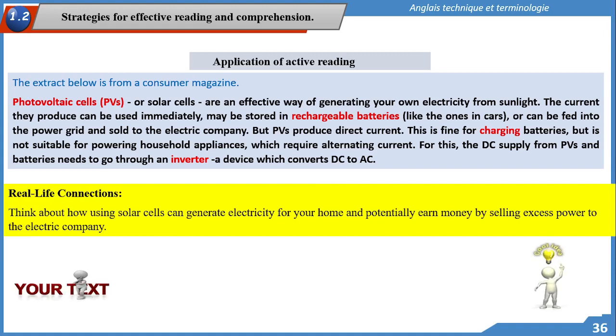So, real life connection. Using solar cells, PV can allow homeowners to generate their electricity from sunlight, reducing reliance on the power grid and potentially saving money on electricity bills. Excess electricity generated by PV can be stored in batteries for later use, sold back to the electric company, or used to power the home's appliances.